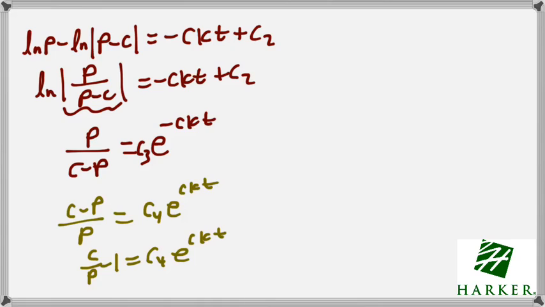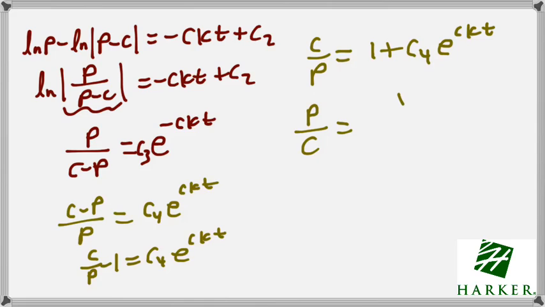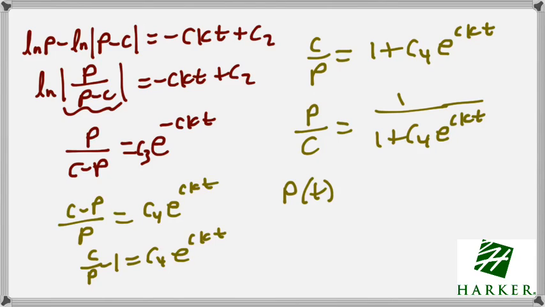So C over P is equal to 1 plus C4 e to the CKT. I'm going to reciprocate both sides again. P over C is equal to 1 over 1 plus C4 e to the CKT. So P of T, my final answer, is equal to C over 1 plus C4 e to the CKT.